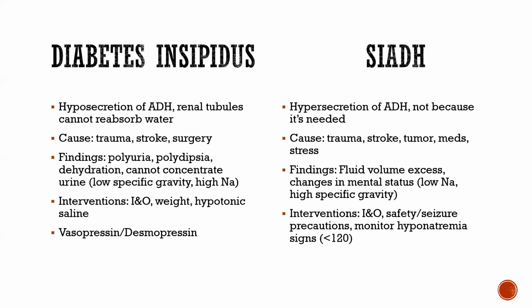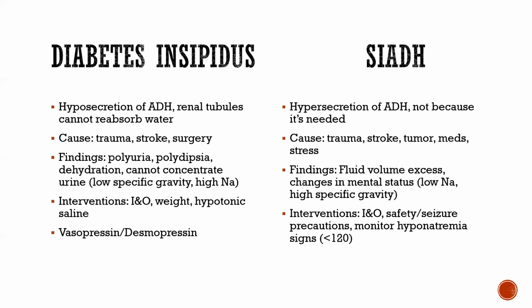Now, on the other side of the spectrum, we have SIADH, which is syndrome of inappropriate antidiuretic hormone. This is when we have too much ADH circulating around, and it ain't because we need it. Okay, so it is inappropriate. We have too much circulating. When I have antidiuretic hormone, it's telling my body not to pee. So what happens? I have fluid volume excess. Again, not hashing out those signs and symptoms again, but fluid volume excess all day long.